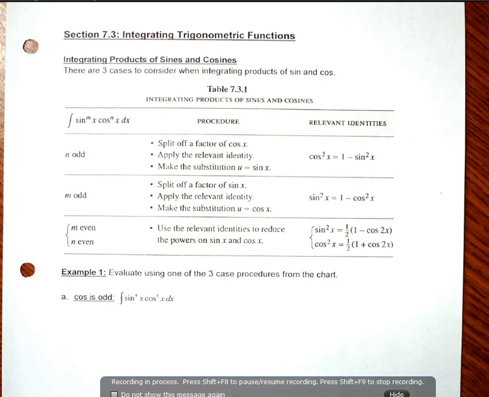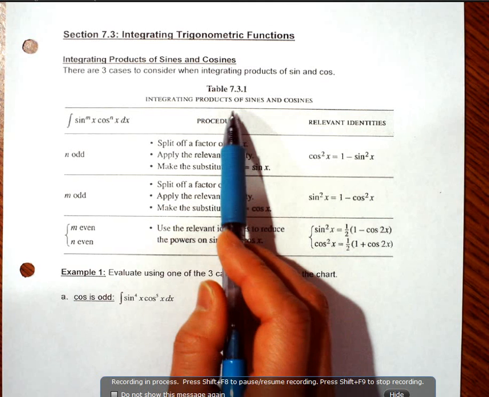Hello, Calc students. I'm going to go over section 7.3 on integrating trigonometric functions. If you could turn your class notes packet to page 10, I'll be talking about integrating products of sines and cosines. There are three cases to consider when integrating products of sine and cosine, and this table gives a nice summary of what that is.